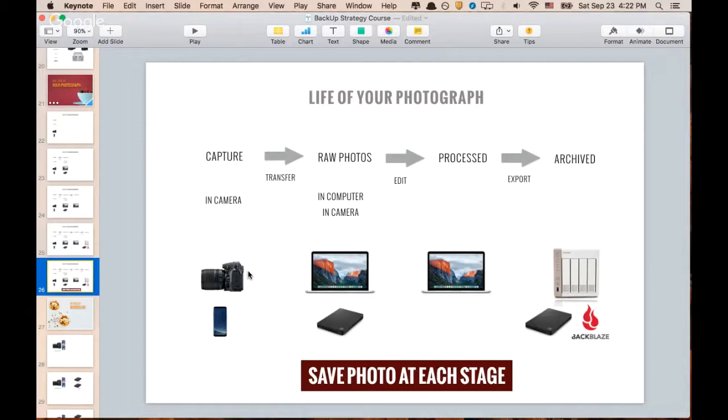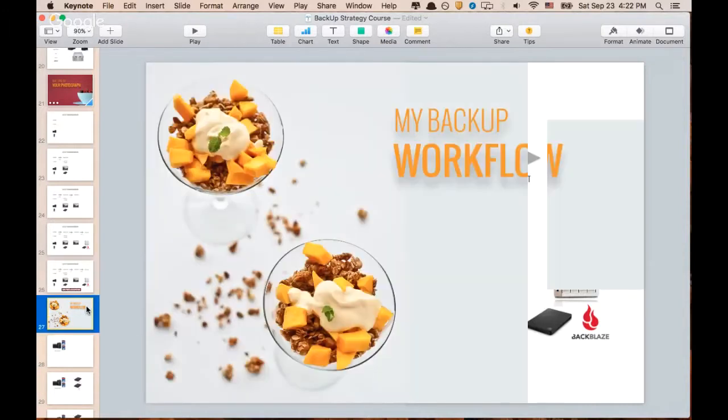Same thing can happen when the photograph is being edited. So how do you go about saving in that stage? And once it is completed, of course, that's where the backup typically is more talked about. But in all of these stages, from capture all the way to process, this is also a place where you need to save that photograph.